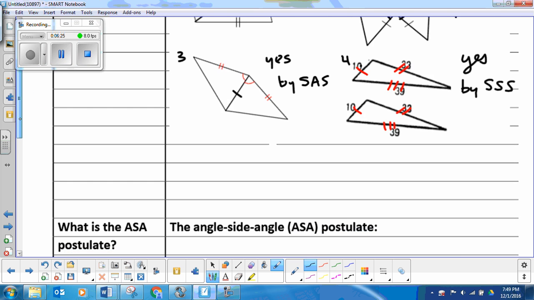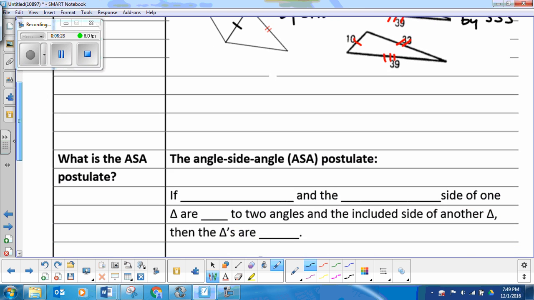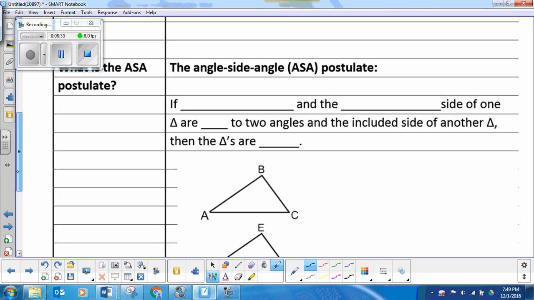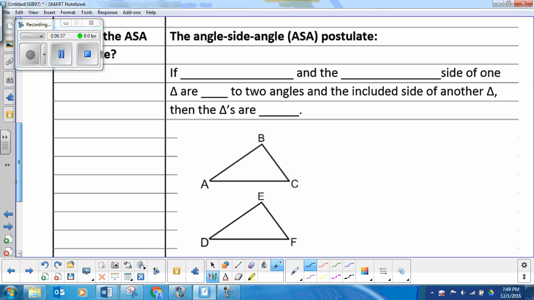All right, let's move on to our next postulate, which is the angle side angle postulate. What is the ASA postulate? And I'm just going to scroll up a little bit. It is the angle side angle postulate. Make sure you have that written down in your notes. And here we have if 2 angles and the included side of one triangle are congruent to 2 angles and the included side of another triangle, then the triangles are congruent.